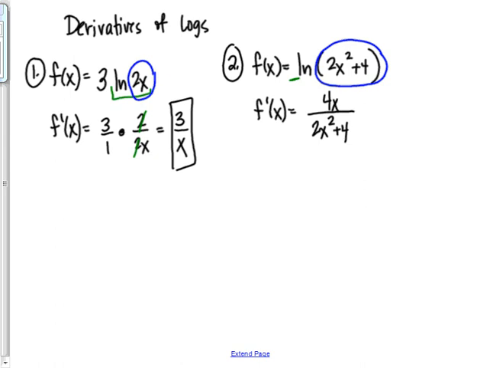Now, I need to see if I can reduce it. Well, if you look, I have 3 terms, and what do they all 3 share in common? Well, I can knock everybody out by 2. So my derivative would be 2x over x squared plus 2. You want to always reduce whenever you can.